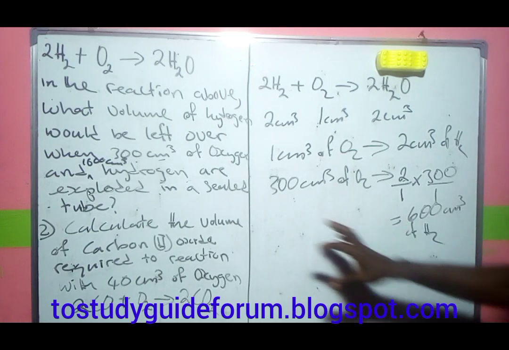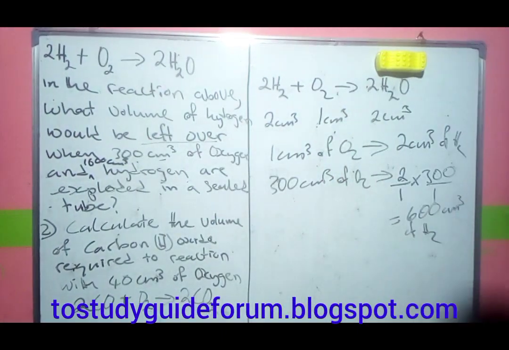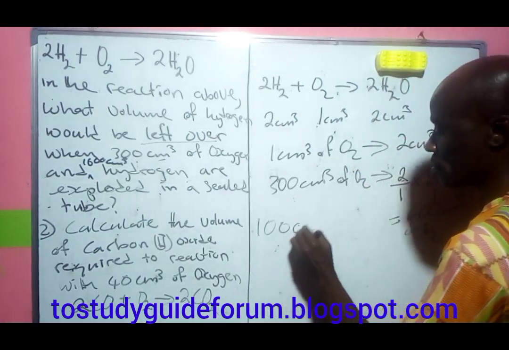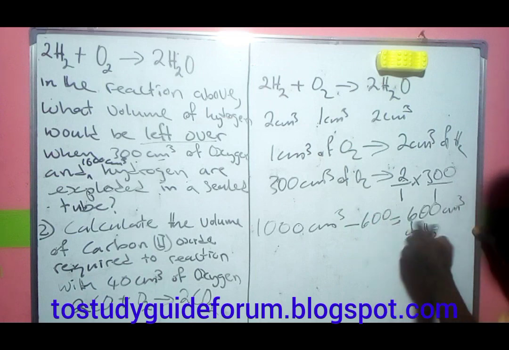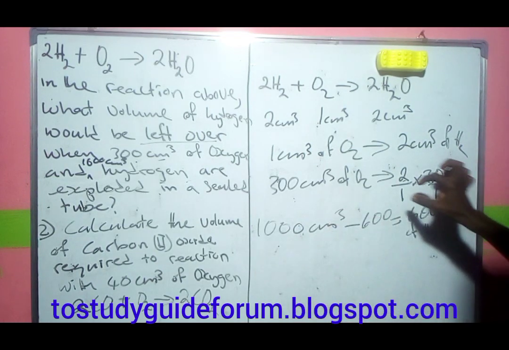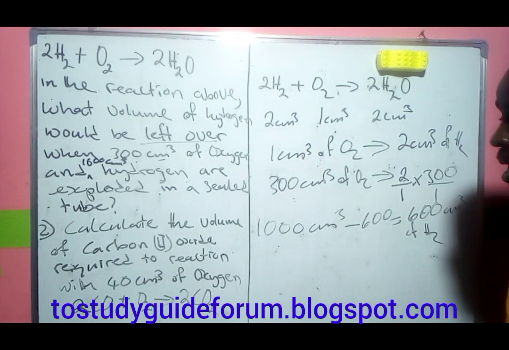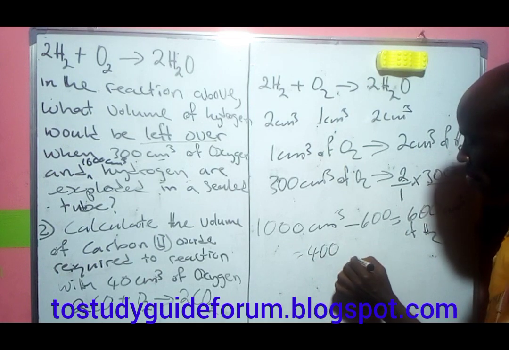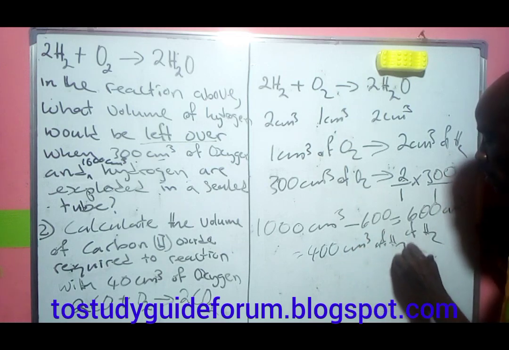So from this reaction we want to find out the leftover of hydrogen. We have 1000 cm³ of hydrogen. Subtracting the one that reacted, because this 600 is gone as a result of the reaction with the 300 cm³ of oxygen, what we have remaining left over will be 400 cm³ of hydrogen.